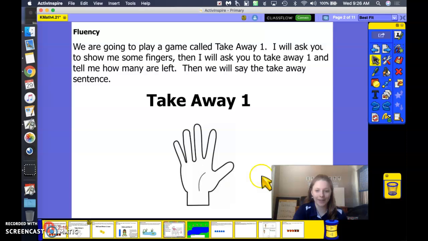Good. 4, take away 1. Good. And let's say the sentence. 4, take away 1 equals 3. Great job. See if you can play that game with someone in your family. I love playing that game with you, friends.